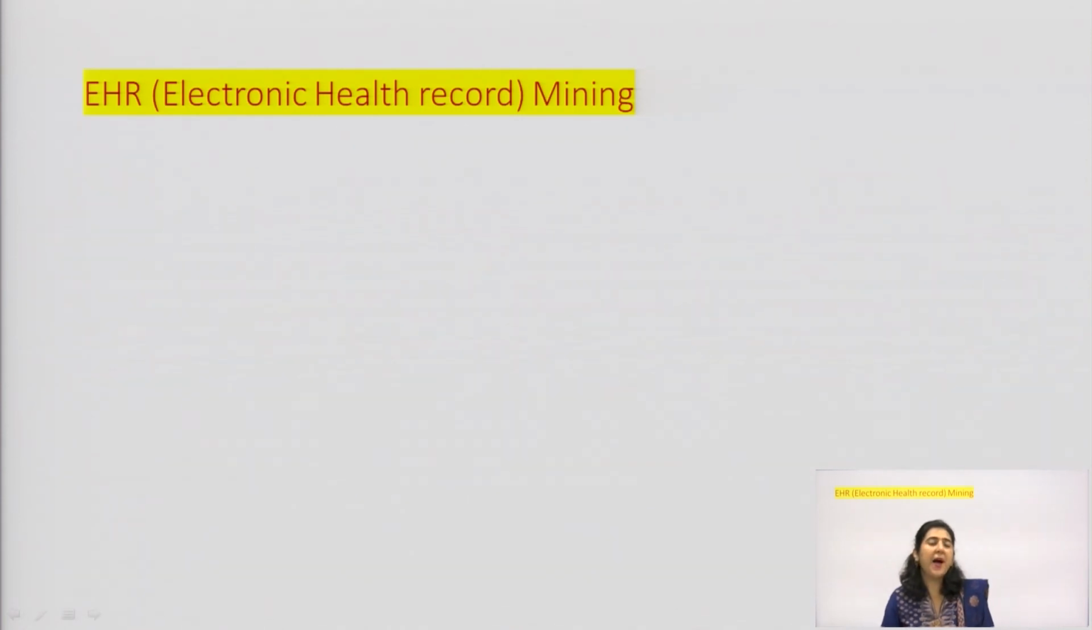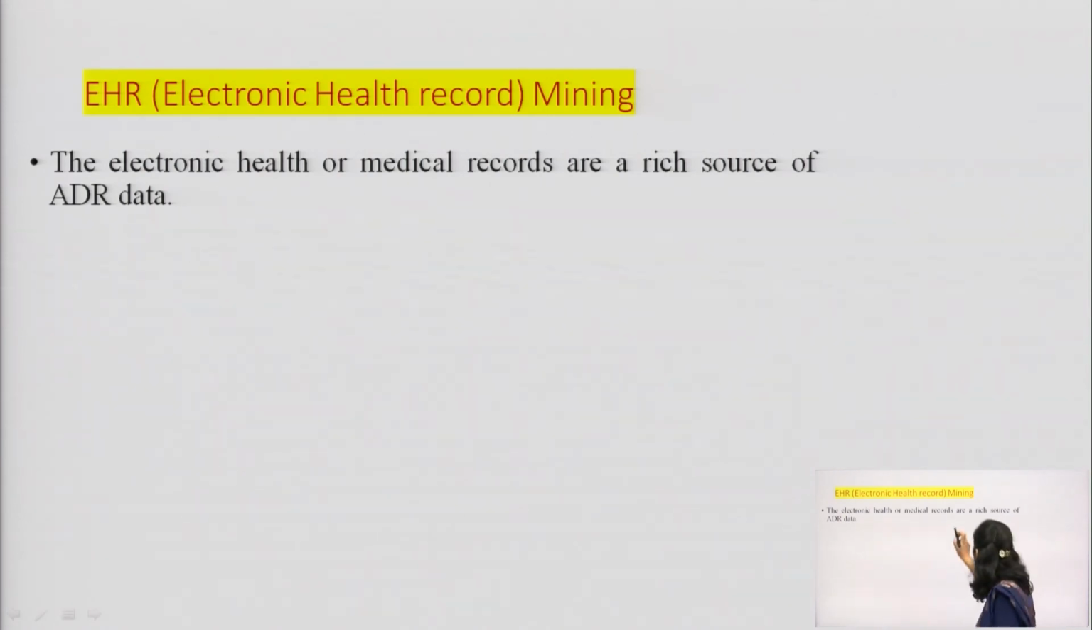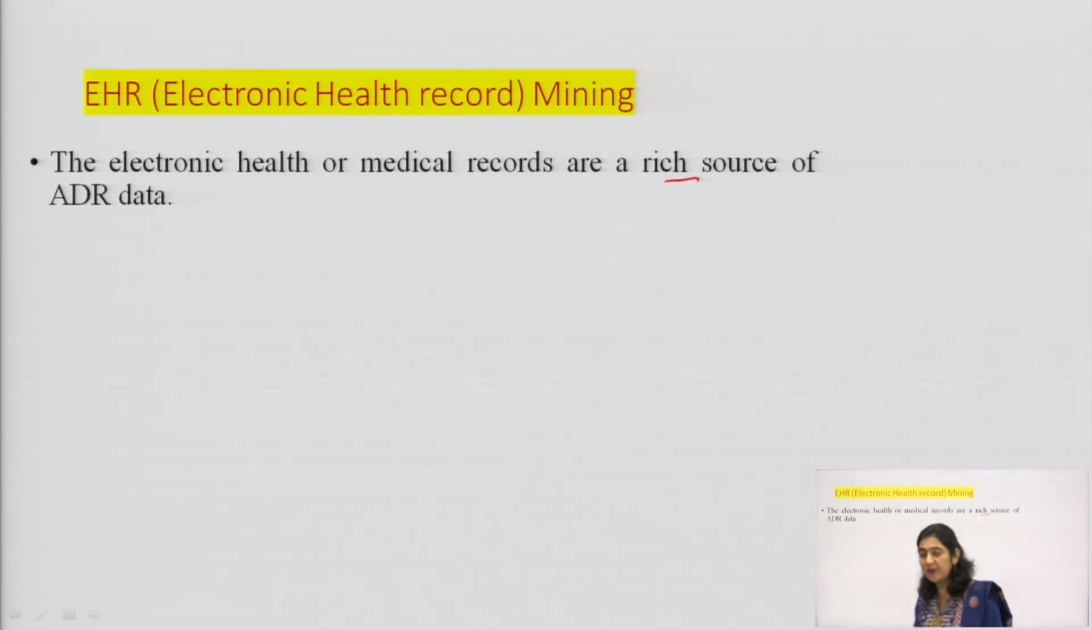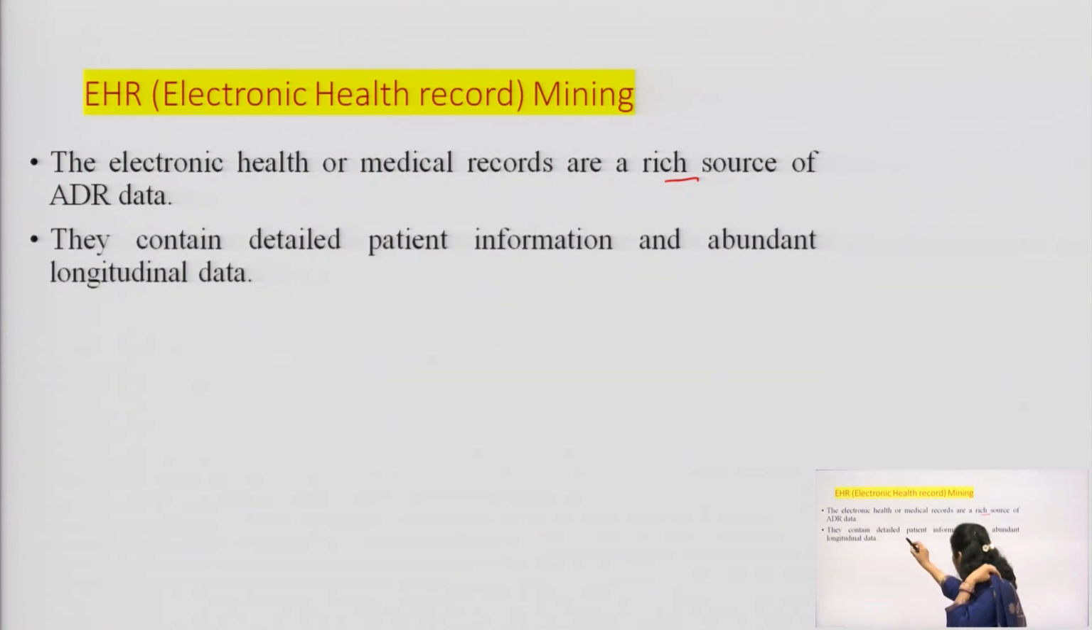The last type of active pharmacovigilance or active surveillance is EHR, electronic health record mining. Electronic health or medical records are a rich source of ADR data. We should know that health records are a rich source of ADR data. ADR, again I am telling you, is adverse drug reaction data. They contain detailed patient information and abundant longitudinal data. Whenever I say longitudinal data, it means the patient is being followed up at time intervals.